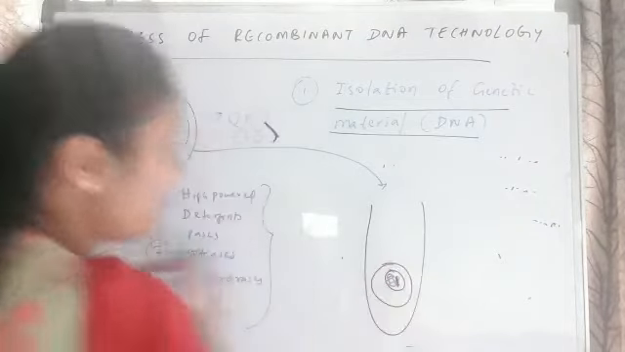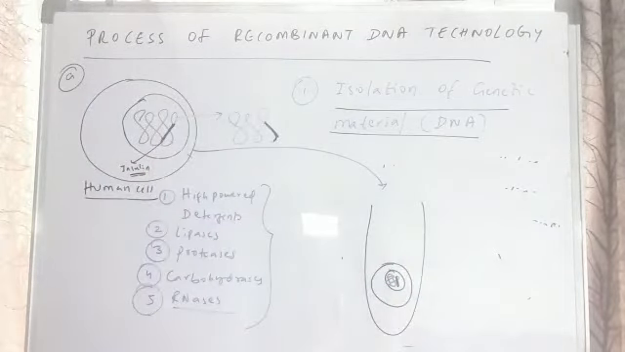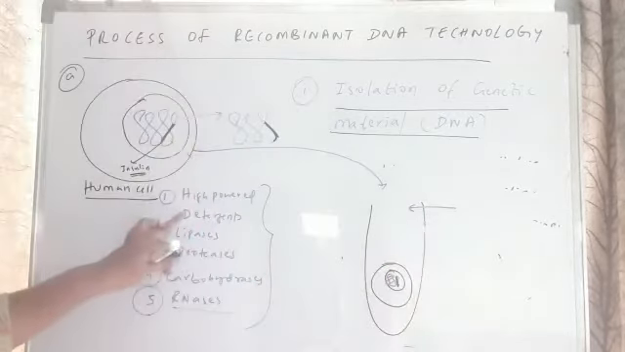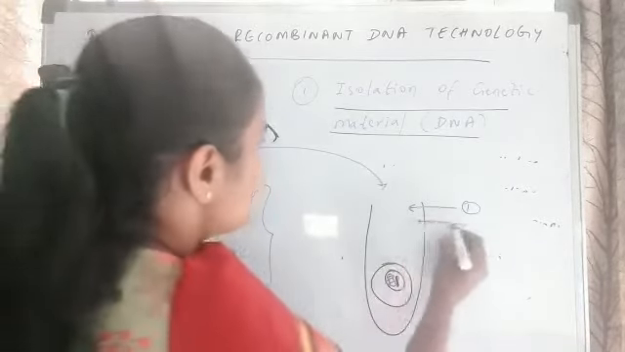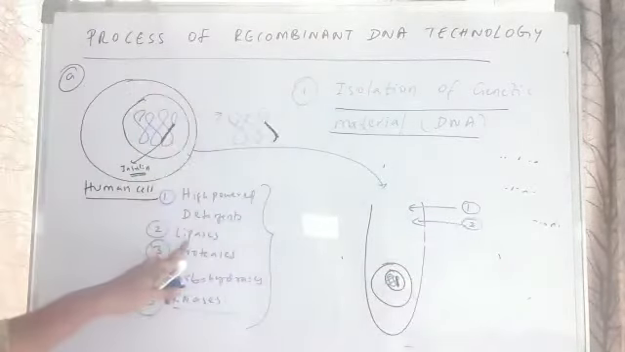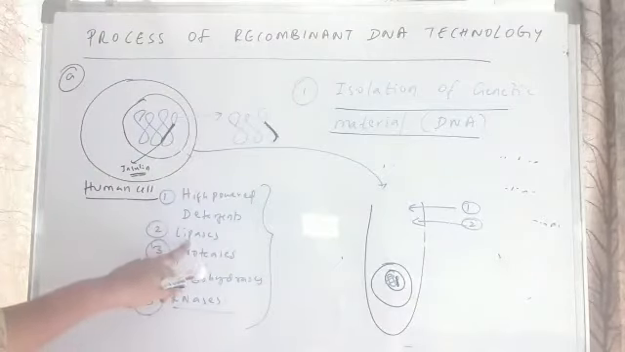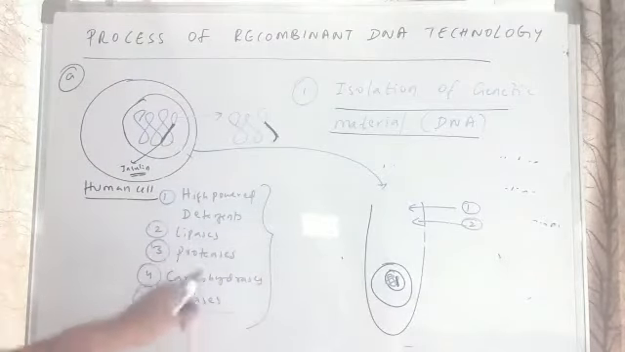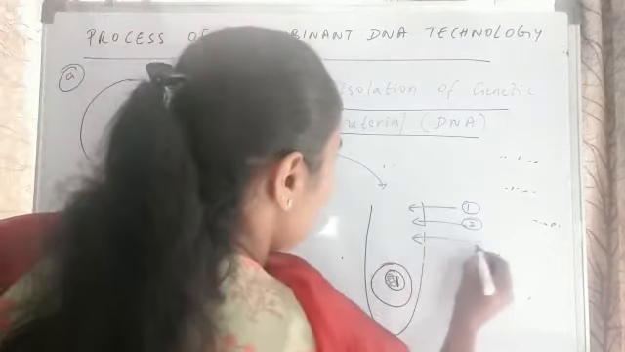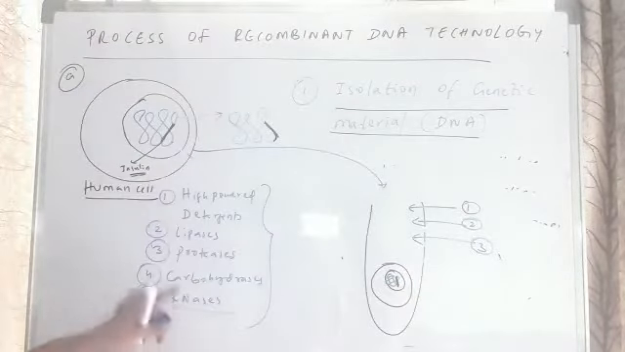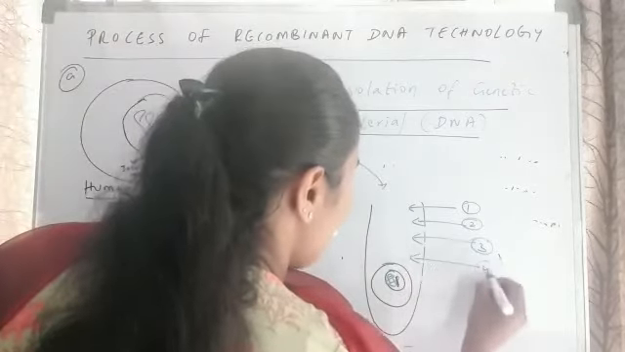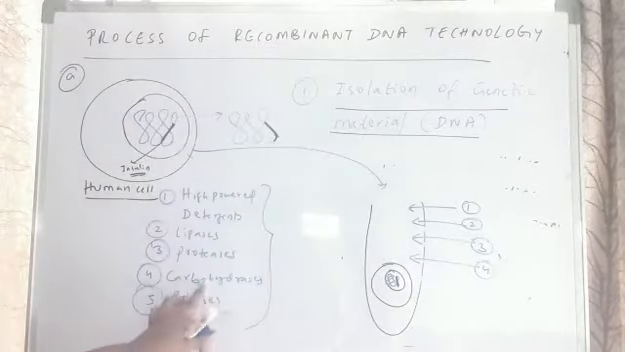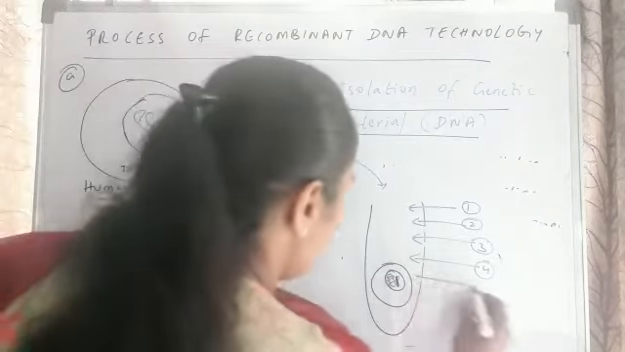which you are already aware, the first thing I will be adding is high powered detergents. Second thing which we will be adding is the enzyme lipases. Lipases break lipids which are present in the cell. Next, third, I will be adding proteases. Proteases enzymes break proteins. Next enzyme which I will be adding is carbohydrases. Next I will be adding what?